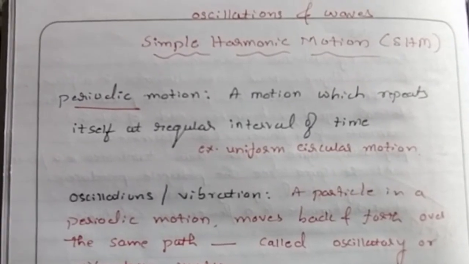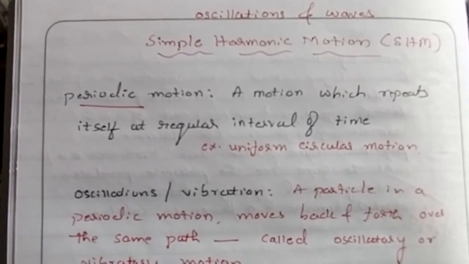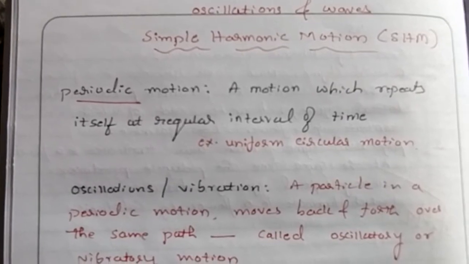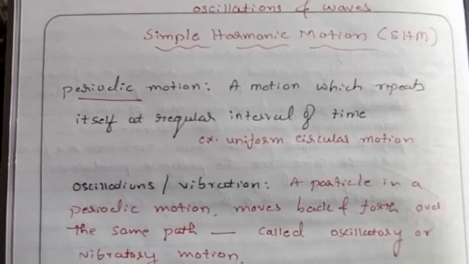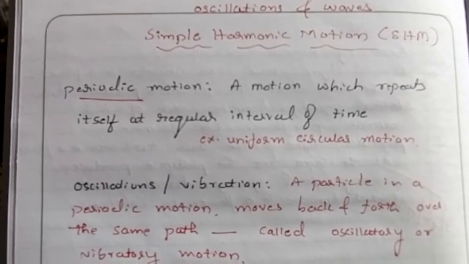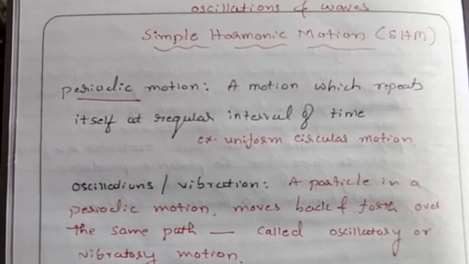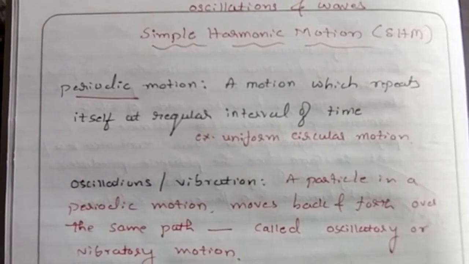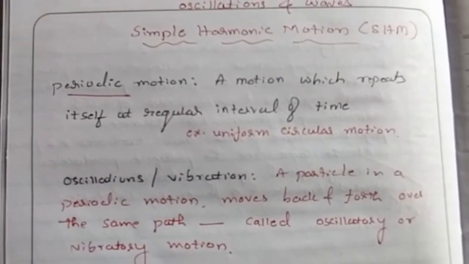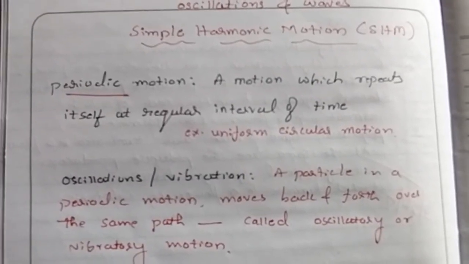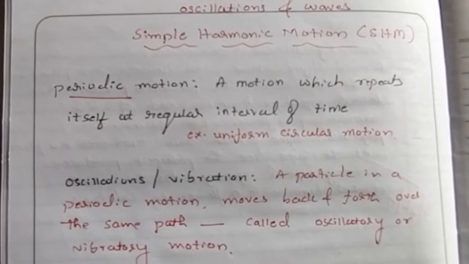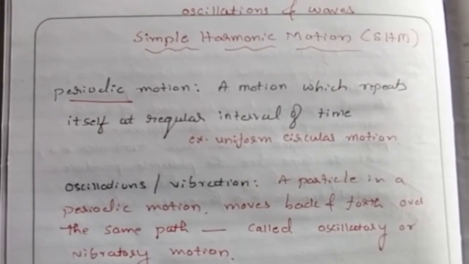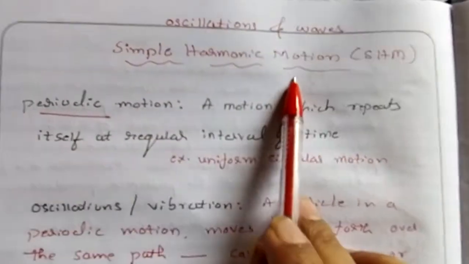Welcome back. Now I am going to explain simple harmonic motion, that is SHM. It comes under the module Oscillations and Waves. The video question on this topic goes like this. The first question: define simple harmonic motion, mention its characteristics, and derive an expression for the differential equation of simple harmonic motion. Okay, now we'll start with simple harmonic motion.